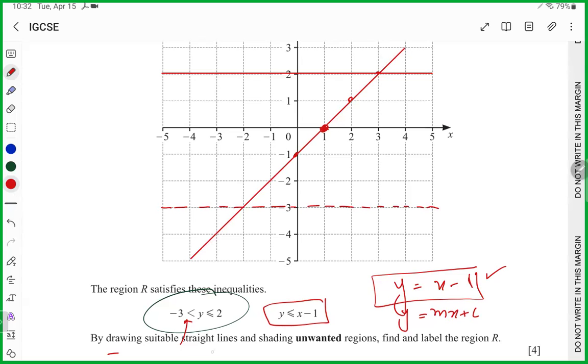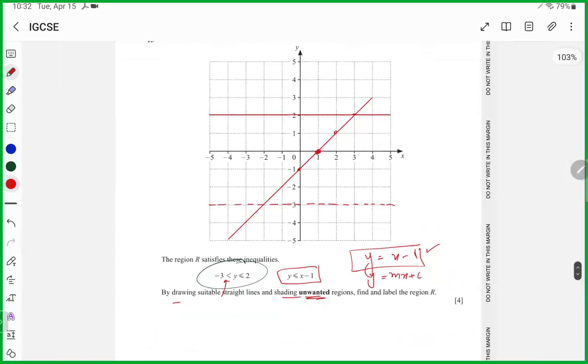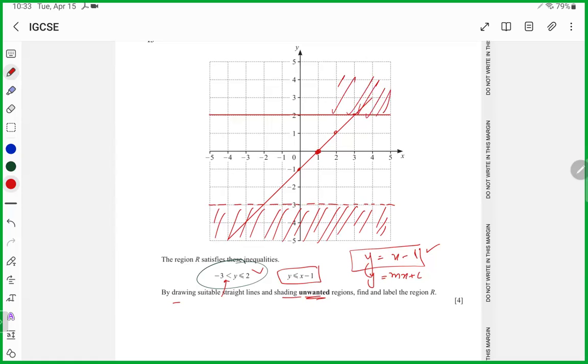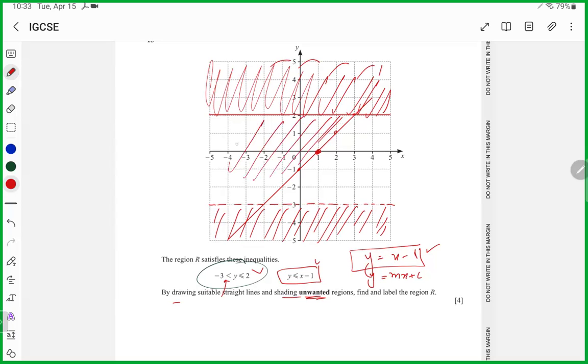Now, by drawing suitable straight lines, shade the unwanted region. The region we need is between these two. So below this line is not required, and we are going to shade this and this. And for this line, y is less than, so the unwanted region lies above this line. So you're going to shade this region as well. So this is the region R we are looking for.